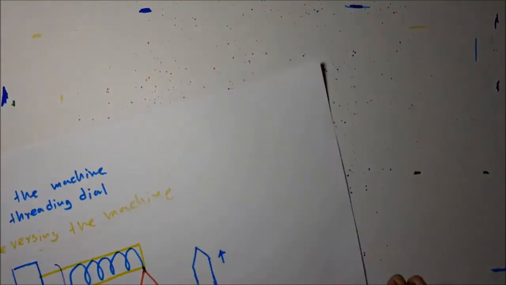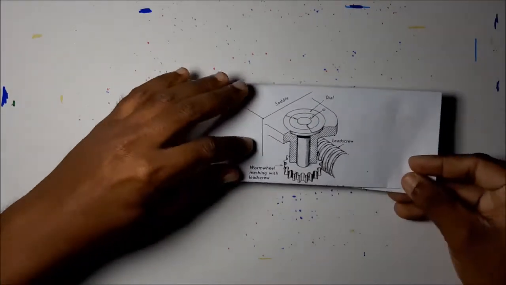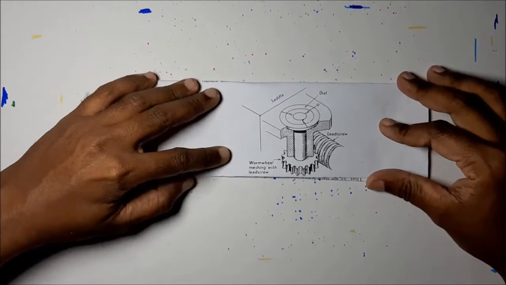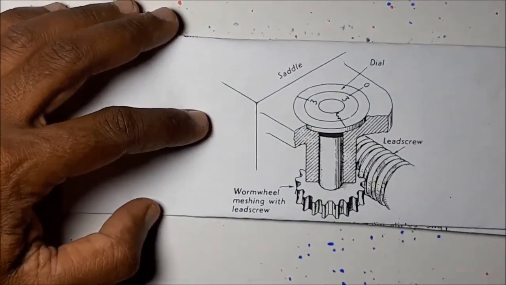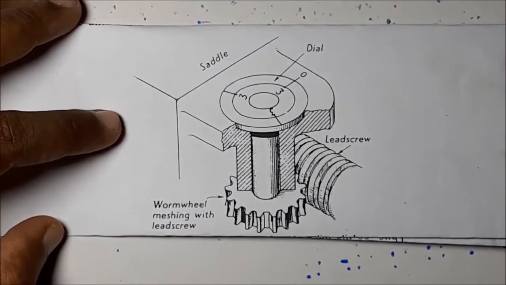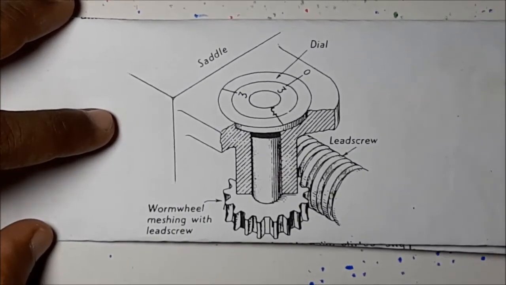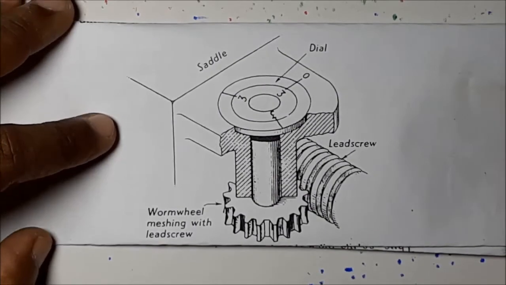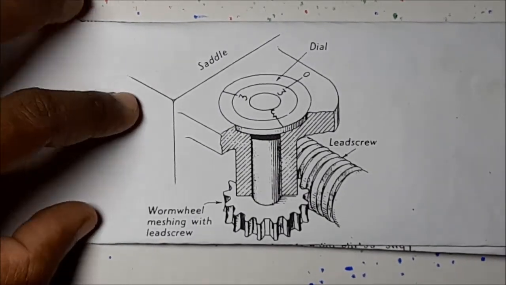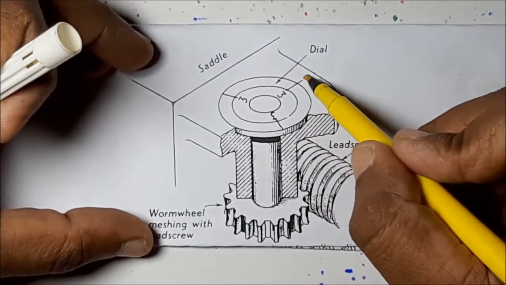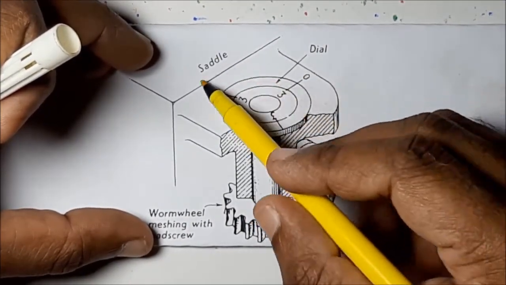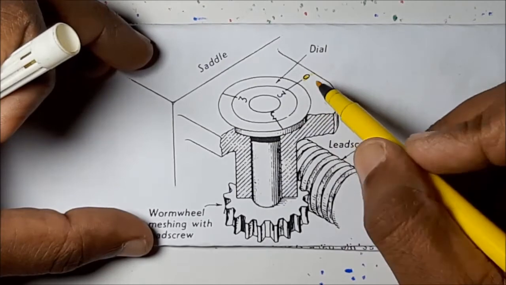I will show the threading dial for you. This is the picture of the threading dial. Some of you may have seen this threading dial when you were doing the practical. This is the dial plate, which is connected to the saddle. Then the fixed mark, the zero mark.